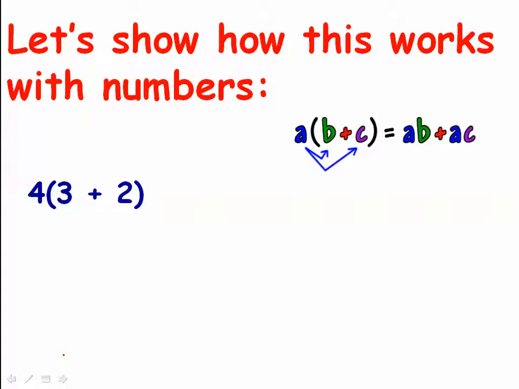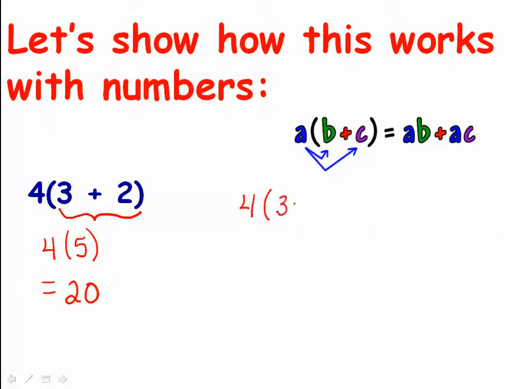So let's show how this works with numbers. When we look at this problem, we've done a problem like this before with the order of operations, and we know that according to order of operations, you should perform operations in parentheses first. So if we follow the order of operations, we would have 4 multiplied by 5, and we know that 4 times 5 is 20. However, the distributive property is telling me that it is okay to multiply first and then add those answers together.